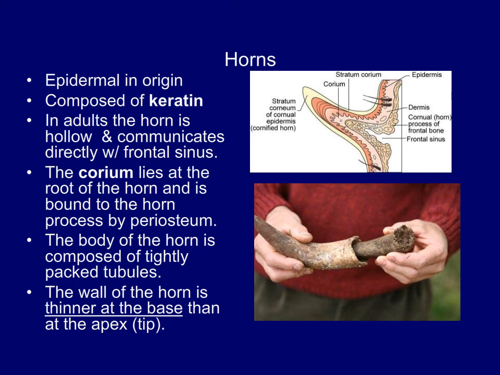Remember, corium is a type of connective tissue. It's basically analogous to the dermis that we find in skin. There's a lot of blood vessels in there, a lot of nerves, and so forth. Now, ironically, the body of the horn is actually thinner towards the base than it is at the tips or the apex. So oftentimes when an animal snags a horn on something, it doesn't break at the tip, but it breaks closer to the skull.